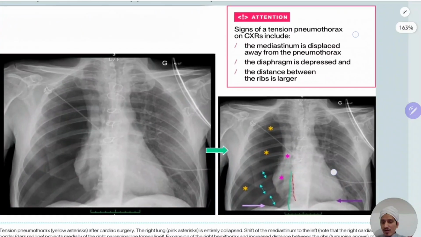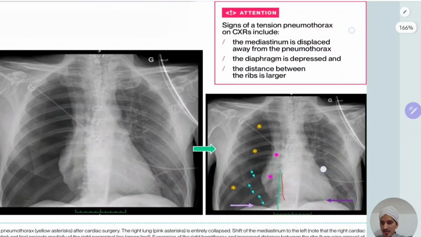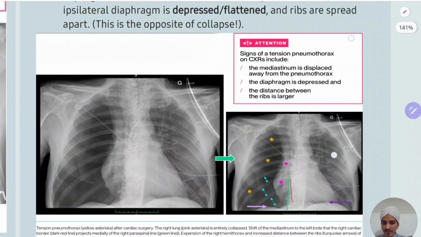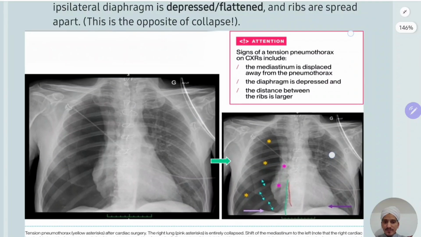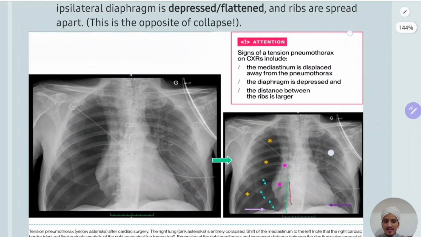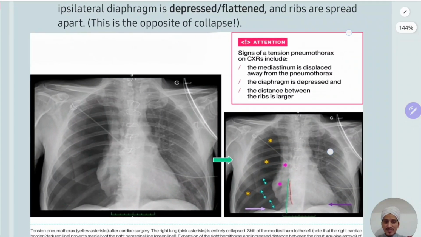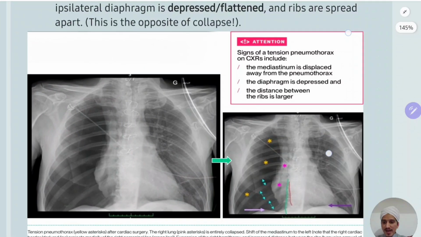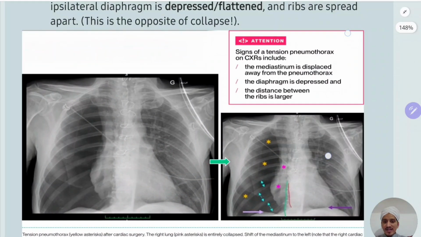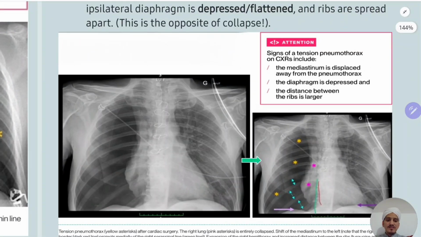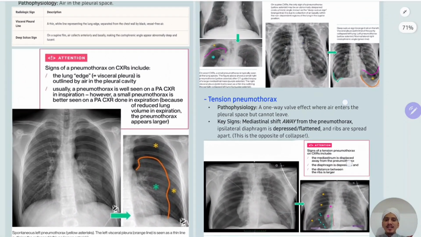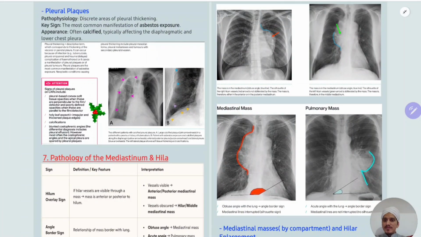Note the right cardiac border, dark red line, projects medially of the right paraspinal line. Expansion of the right hemithorax and increased distance between the ribs. Okay. At the right hemithorax, inferior displacement of the right hemidiaphragm in comparison to the left diaphragm. So same things. Okay. So this is tension pneumothorax.